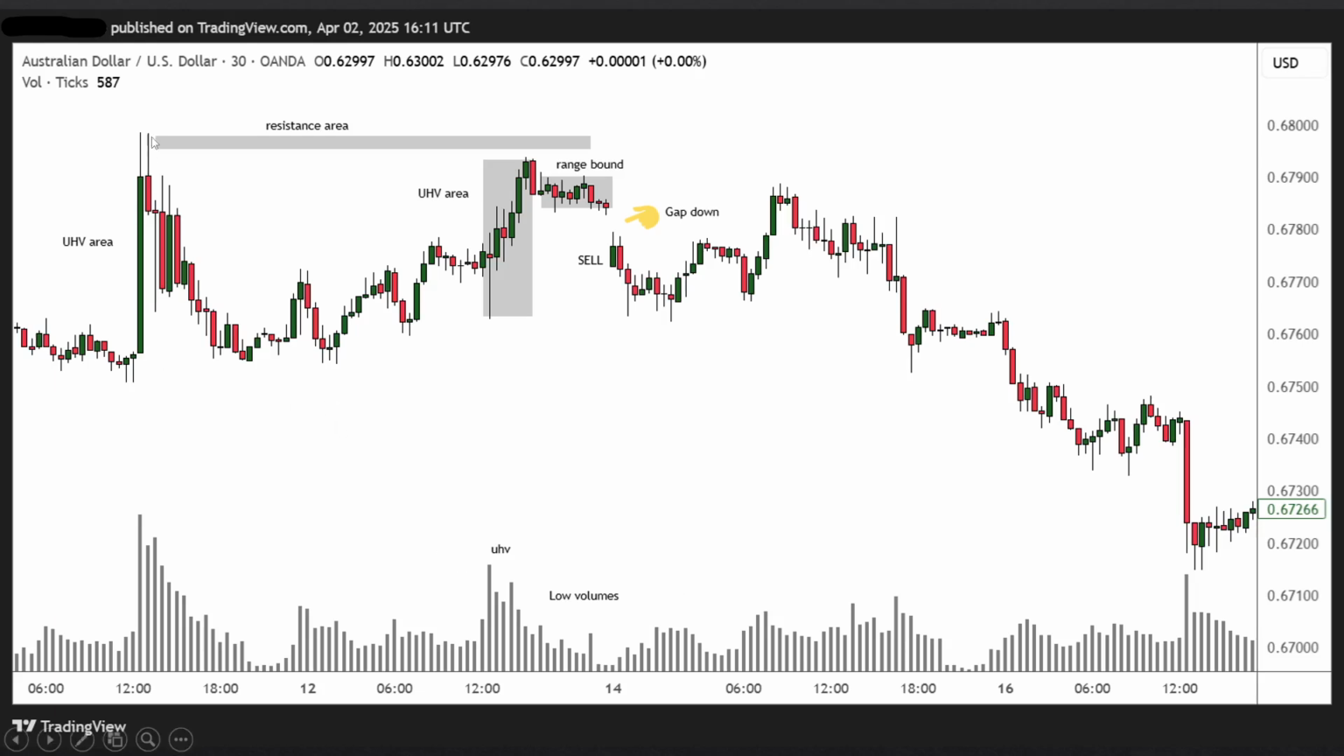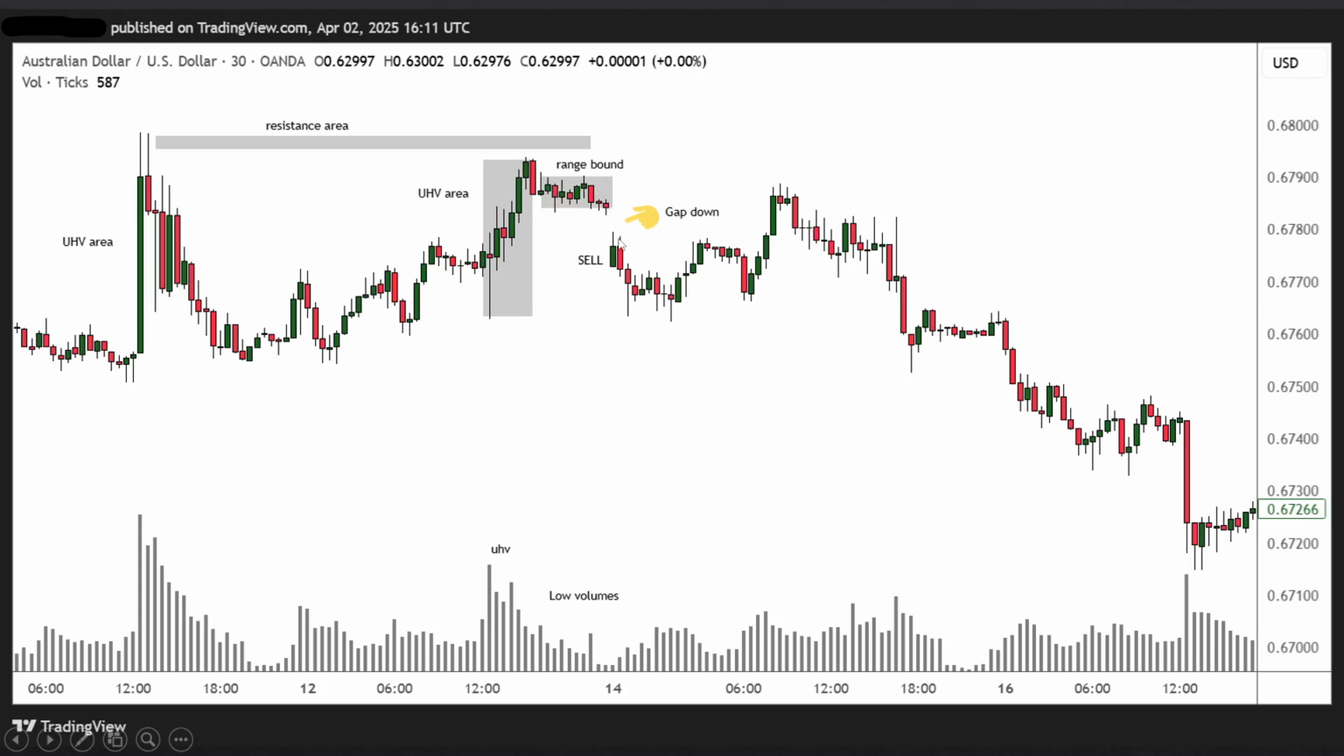Again, this is a chart of the Australian dollar, 30-minute chart. There is an ultra high volume to the left, and the market stops going down. This was the resistance. Then the market retested that resistance, and there was ultra high volume on all candles. And again there was ultra high volume on all candles. Then a small range came, and you should place that range bound.